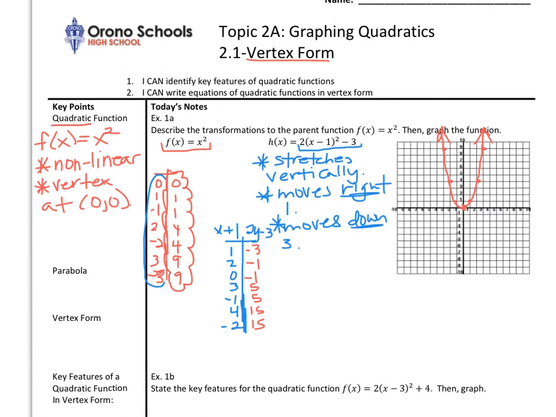All right, go ahead and plot these points. 1, negative 3, 2, negative 1, and 0, negative 1.